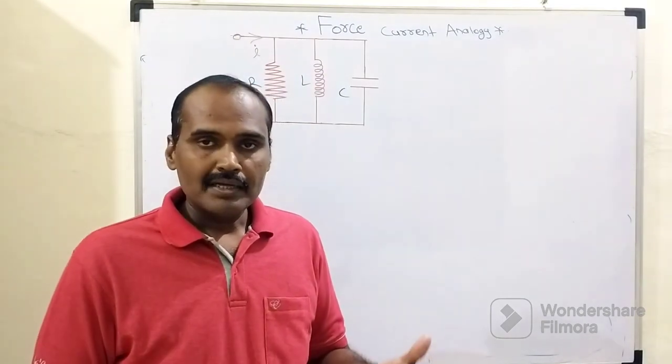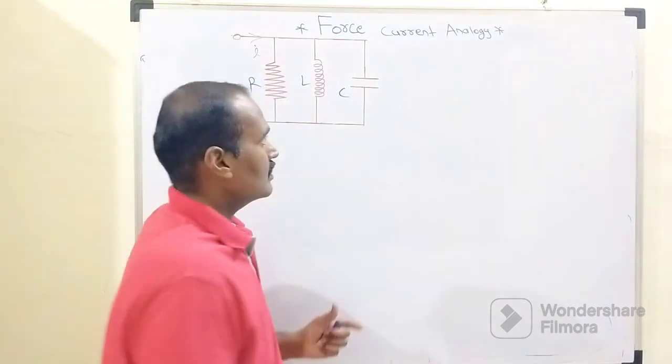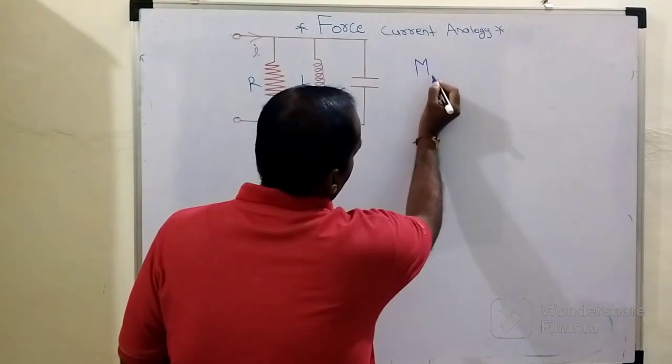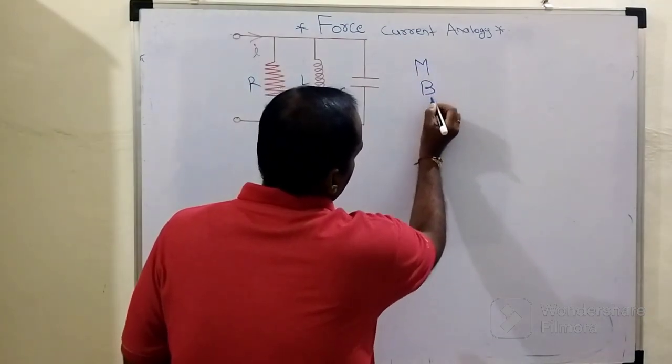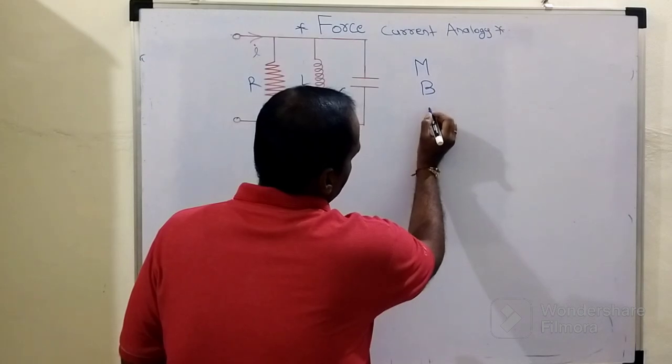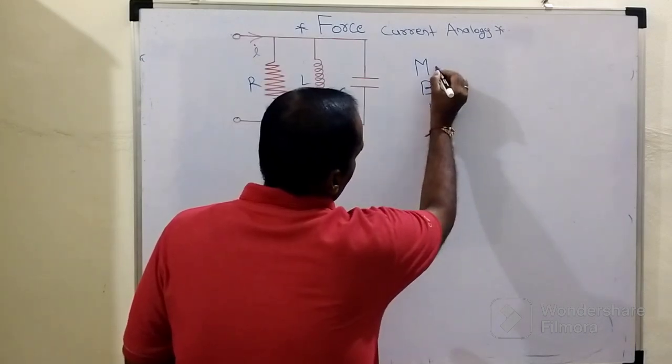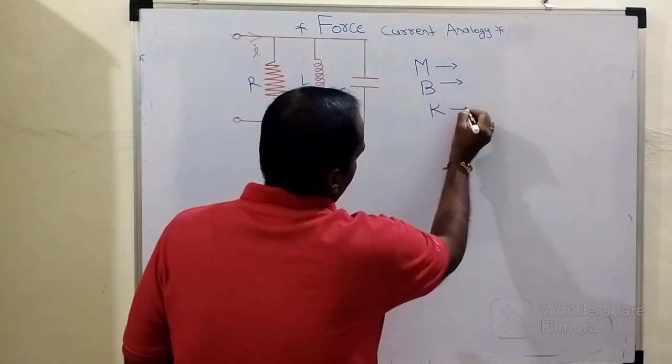So friends, we are very much aware that in case of a mechanical system, there are three basic elements. First one is mass denoted by M. Second one is viscous friction, which can be called a damper, denoted by B. And third one is the spring denoted by K.